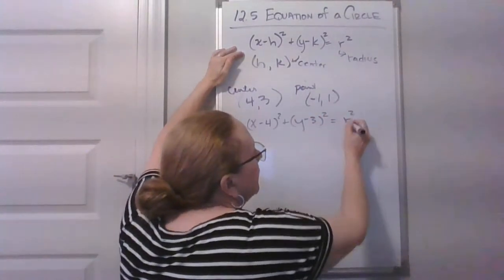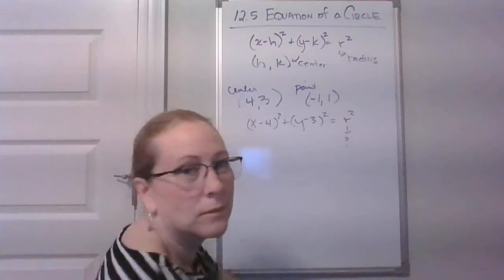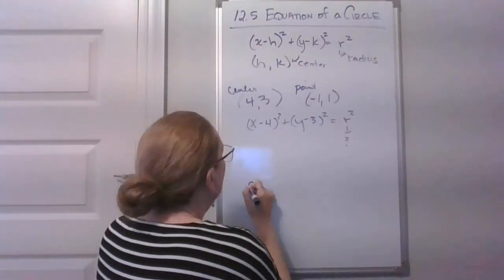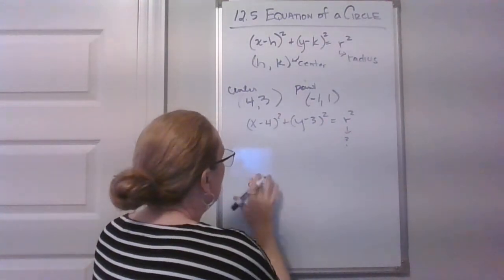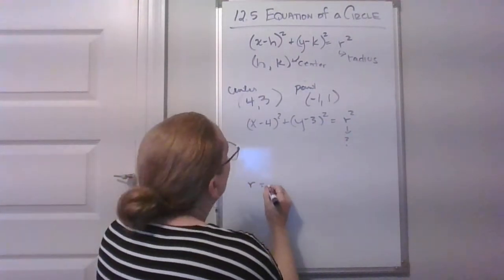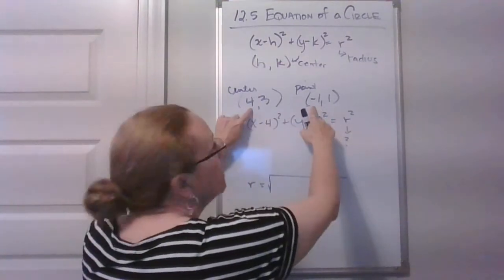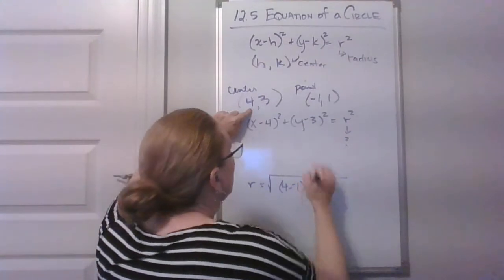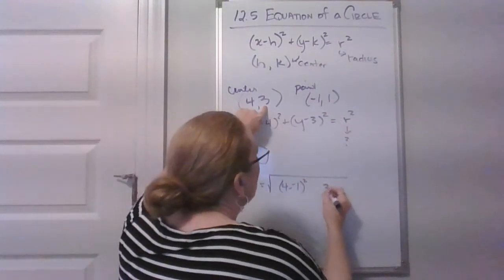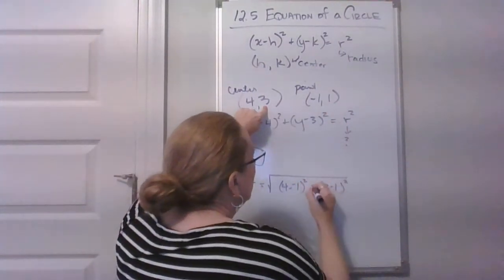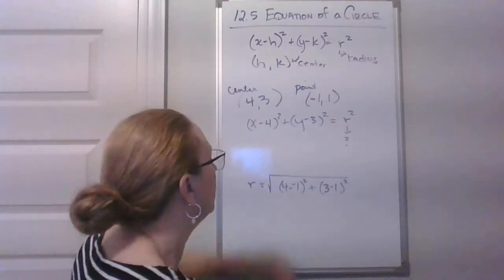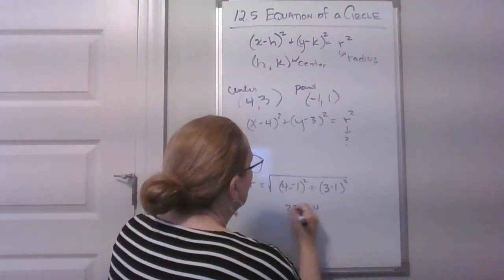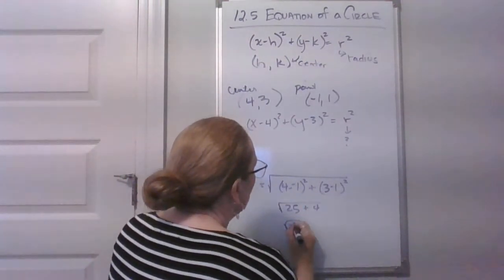But again, we need our radius. So taking those 2 points in our distance formula, but we know our distance will actually be our radius, so I'm going to put r. We do the square root, subtract our x values, 4 minus -1 squared, subtract your y values, 3 minus 1 squared, and add. So here we get 5 squared or 25. Here we get 2 squared or 4. So we get the square root of 29.